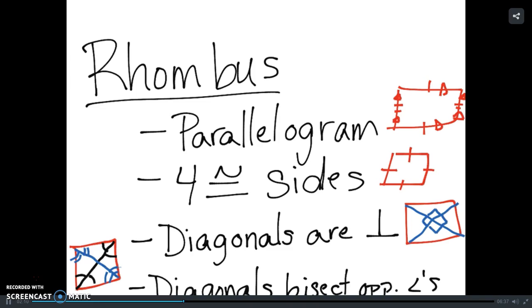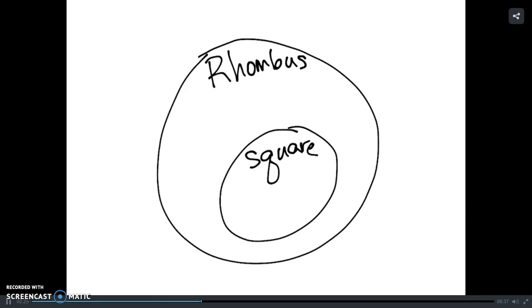So we have, it is a parallelogram. It has to have four congruent sides, and the diagonals are going to be perpendicular, and the diagonals are going to bisect, or cut exactly in half, the opposite angles. So it's really important information.